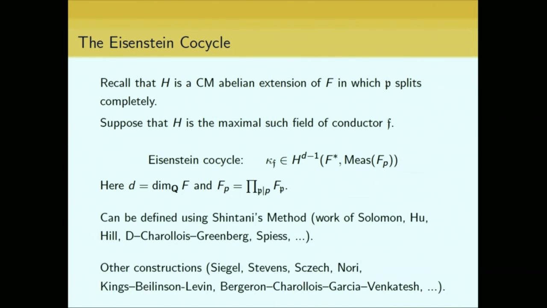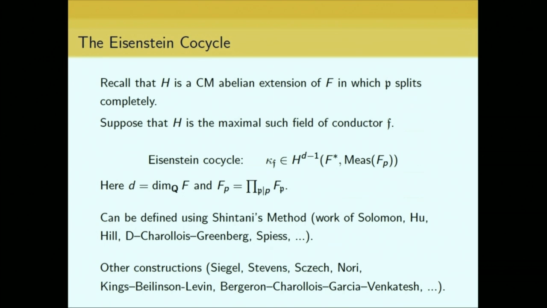And this has a rich history, and has been studied in dozens of works. So maybe I'll just mention the work of Solomon, Hu, and Hill on Shintani's method. That was built on work of myself with Charollois and Greenberg, and also Spiess and others. But there are other constructions that don't use Shintani's method. Siegel never mentioned a cocycle, but if you look at Siegel's formulas for special values of L-functions, you can view them in terms of integrating Eisenstein series in the upper half plane. You can view this as a form of the Eisenstein cocycle.